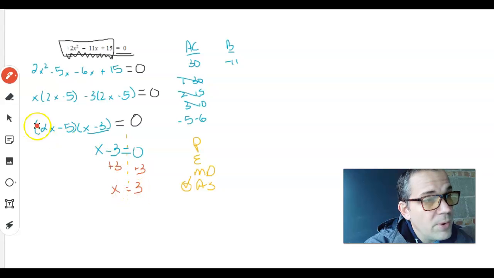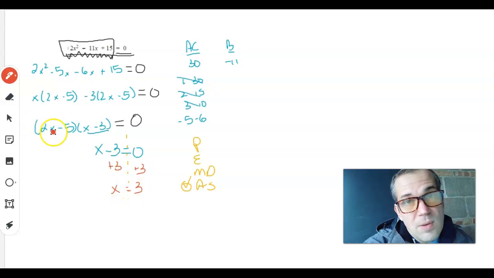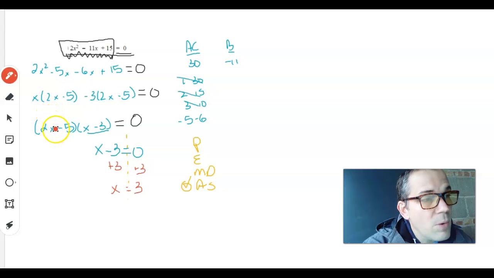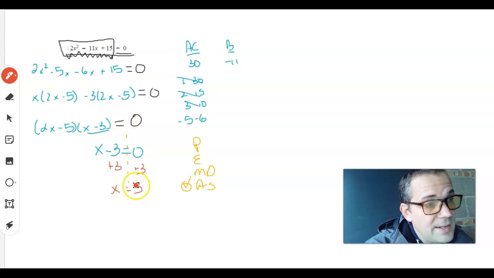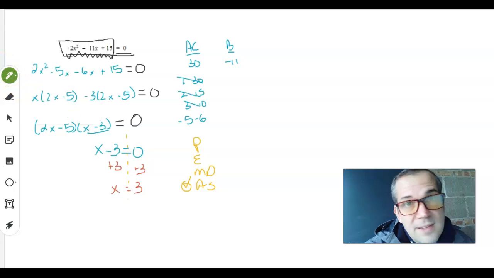If I let x equal 3, this ends up being 2 times 3 minus 5, which is positive 1. But this other factor ends up being 0. So I get 1 times 0 is 0. That's an answer. This other answer we have is not as obvious, but the process is identical.